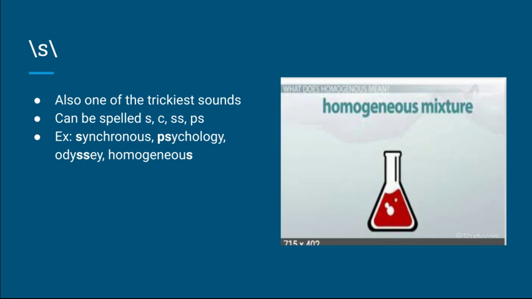Next, we have the S sound. The S sound is also a very tricky sound in Greek. It can be spelled with either S, C, SS, or PS. So the S sound can be spelled S, C, SS, or PS. For example, synchronous, psychology, Odyssey, or homogeneous.